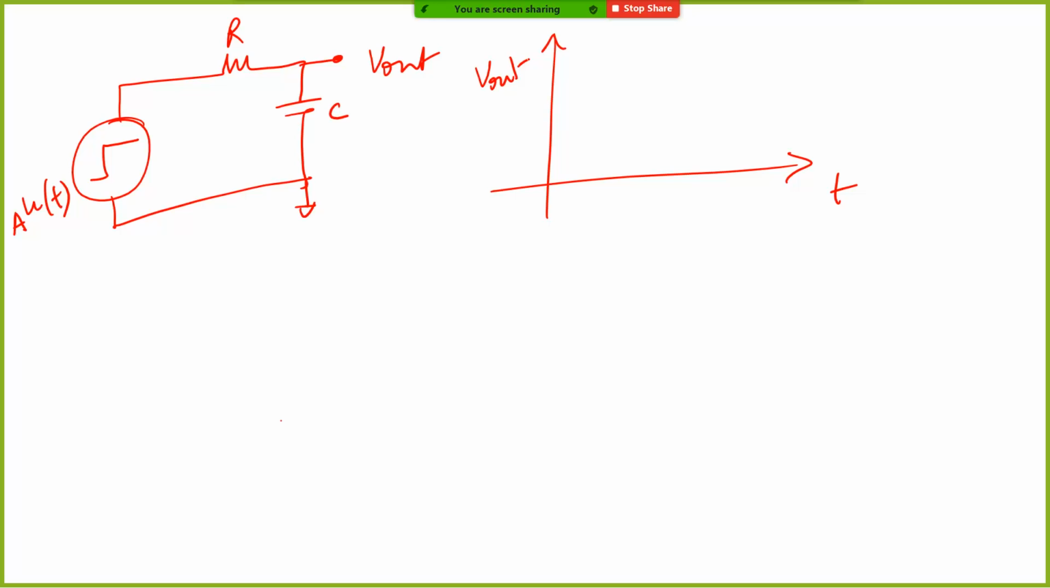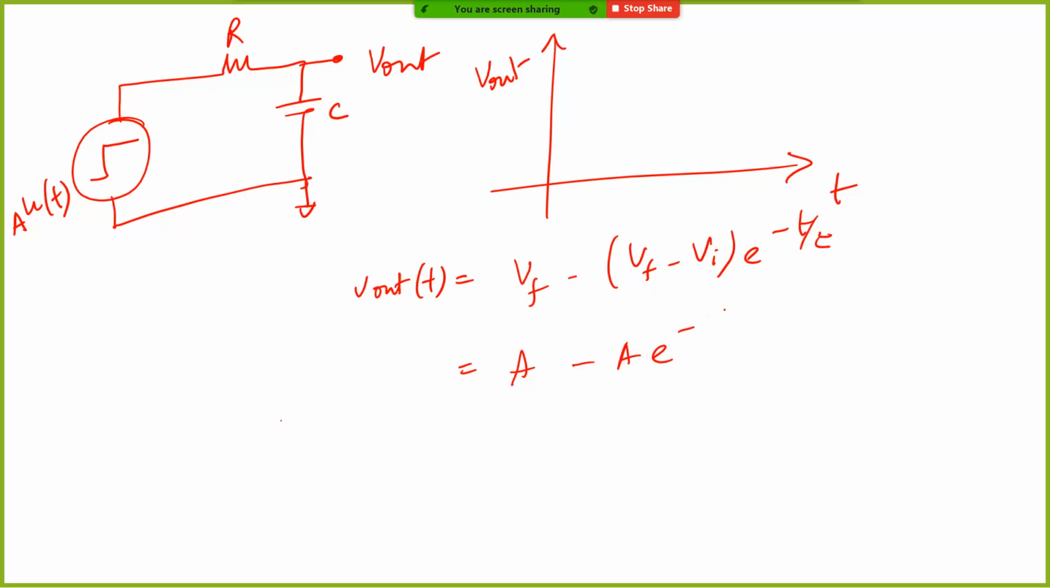So it will exponentially increase, and it will decrease. Okay, so simple thing is you can say V out of t will be nothing but V final minus V initial e to the power of minus t by tau. Okay, so V final is A minus 0, e to the power of minus t by tau, which is RC, or A into 1 minus e to the power of minus t by tau.